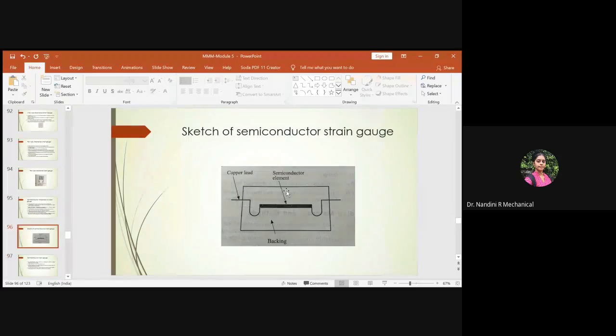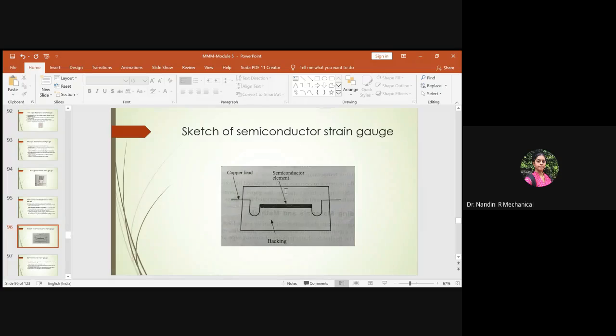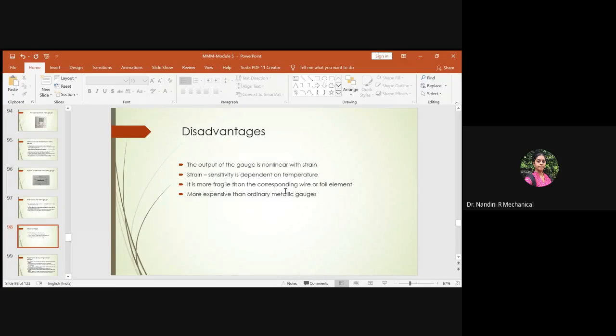So these are the important characteristics of a semiconductor strain gauge, how it looks and how it is operated. Apart from that, there are a few disadvantages we have to speak about. These are very few. The first one is that the output of the gauge is non-linear with strain. The output you get from the gauge is a non-linear characteristic curve. The response to the strain in the output electrical signal does not vary linearly. It could even be exponential, depending on how the output is revealed for the given input strain. So this is one disadvantage, that it is not linearly variable.